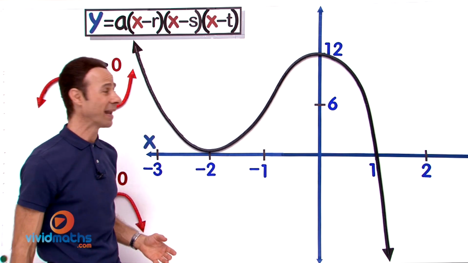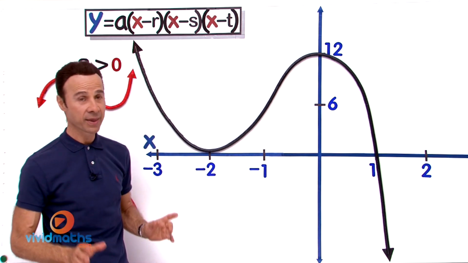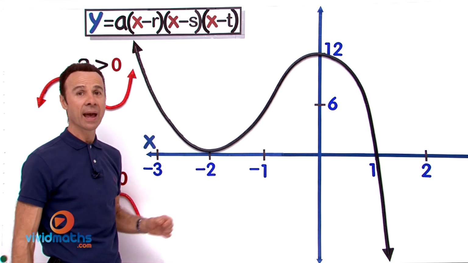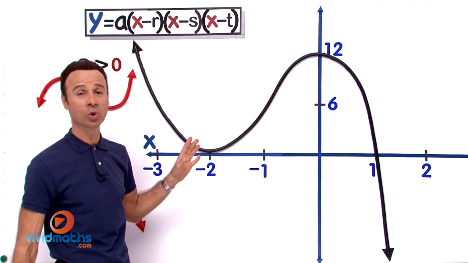So let's go through it again. It cuts the x-axis at x equals 1. It touches the x-axis at -2. And it cuts the y-axis up here at 12. So now that we've got that sketch, it gives us a clue of what's going to happen.